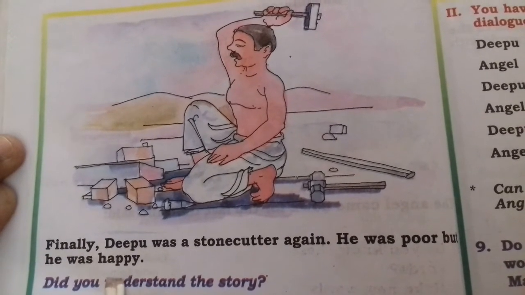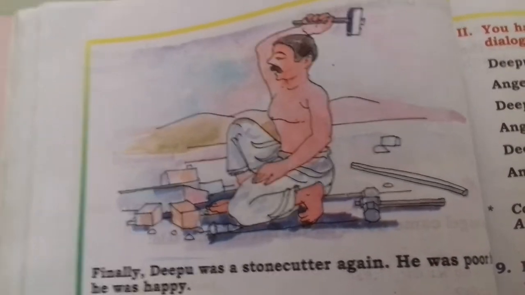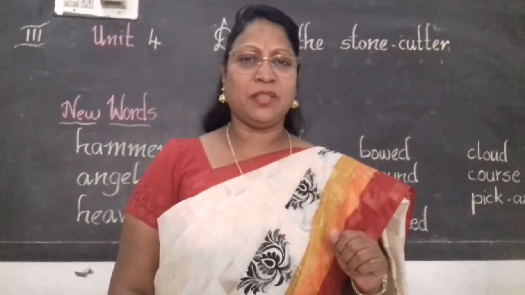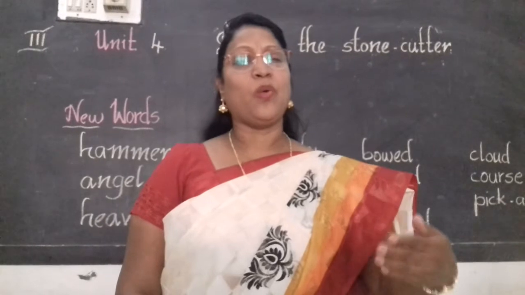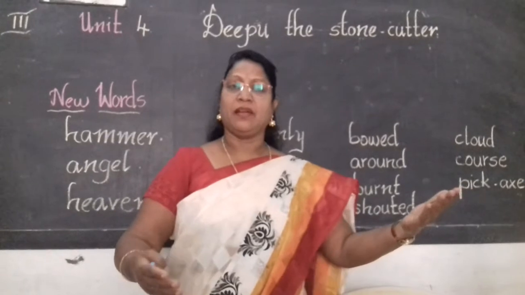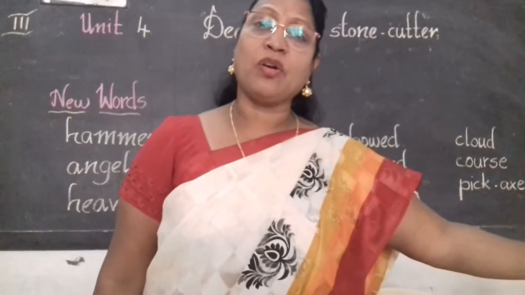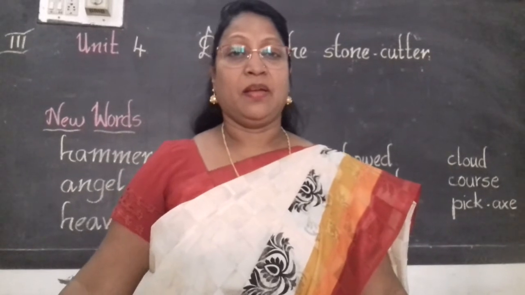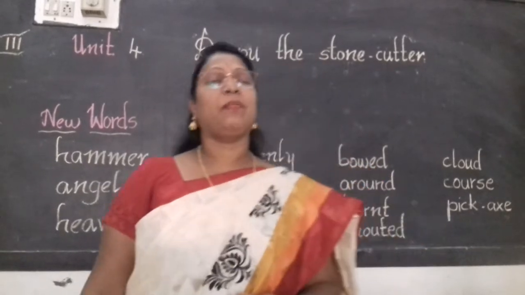Okay. So, did you understand the story, children? What did you learn? You see, Deepu went on asking one thing after the other, and then the angel appeared to him time and again and granted his wish. He started from a stone cutter, and what happened? He ended up a stone cutter. Okay? What is the moral of this lesson? What do you think will be the moral of this lesson?